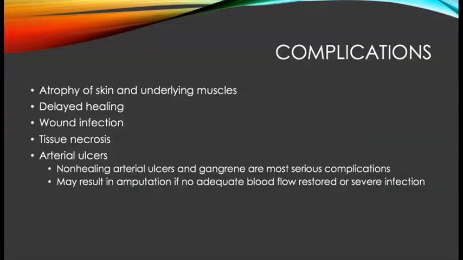General complications include atrophy of the skin as well as underlying muscles, delayed wound healing. Your arterial or ischemic ulcers most often occur over bony prominences on the toes, feet, and lower legs. But I feel like they especially occur around the ankles, like in that previous image that I showed you.